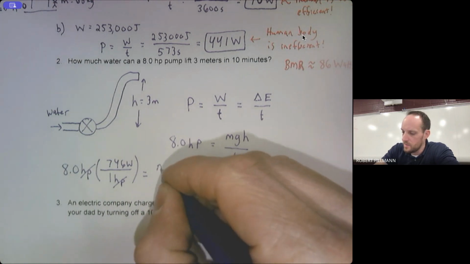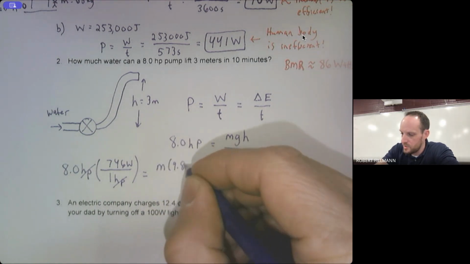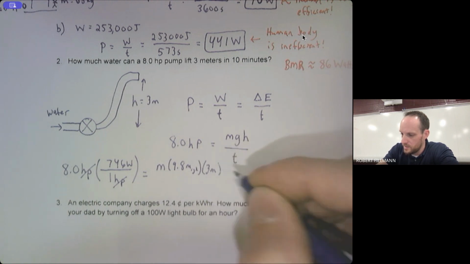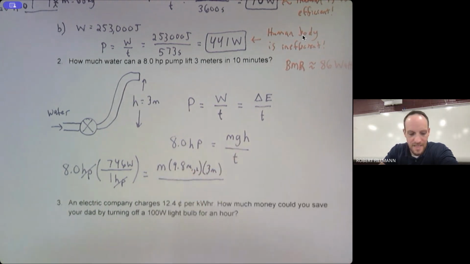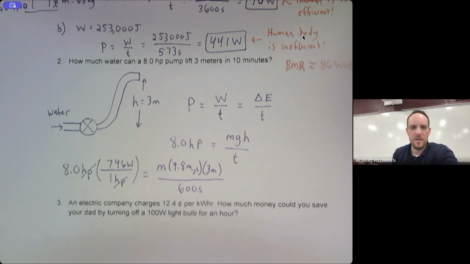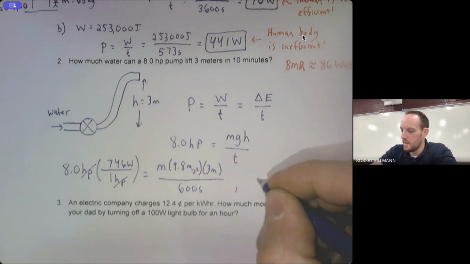And then that's going to be equal to m times g times h, which is 3 meters, divided by t, and it says 10 minutes. And 10 minutes is the same thing as 600 seconds. So again, make sure your times are in seconds and not in minutes. And we can solve for the mass of water that this pump can lift.